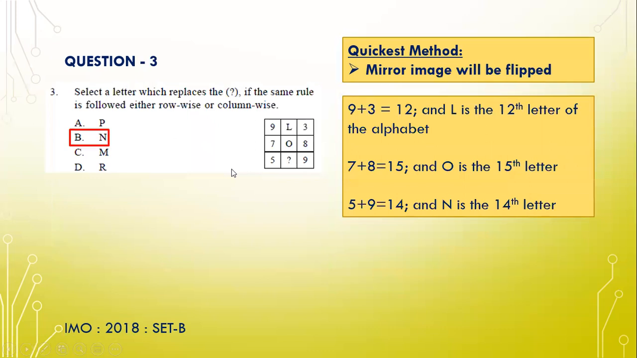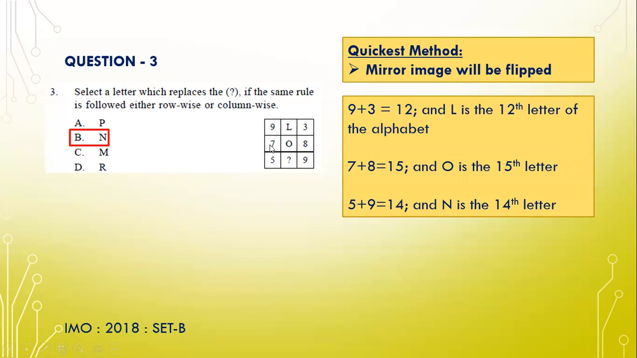Okay, next one. Select a letter which replaces the question mark if the same rule is followed either row wise or column wise. So 9 plus 3. What is 9 plus 3? 9 plus 3 is 12. And L is the 12th letter in the alphabet. A, B, C, D, E, F, G, H, I, J, K, L.